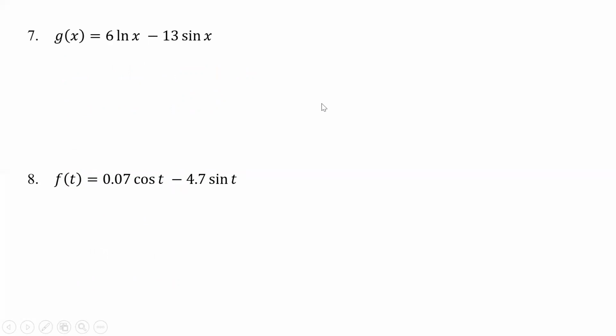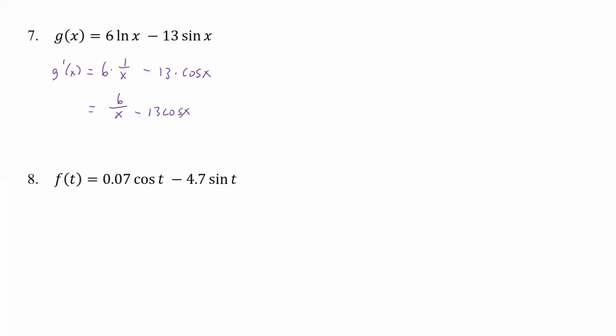All right, so this one, we have a combination. We have ln x on the first one and the sine of x on the next one. So what do we get? Well, g prime of x is equal to, well, we're going to have 6 times, well, the derivative of ln of x is 1 over x, minus 13 times. Now the sine of x is going to give us cosine x. And so that gives us 6 over x minus 13 cosine x.